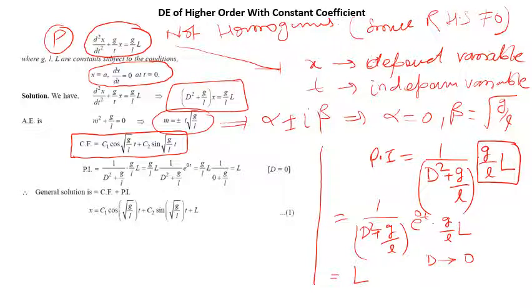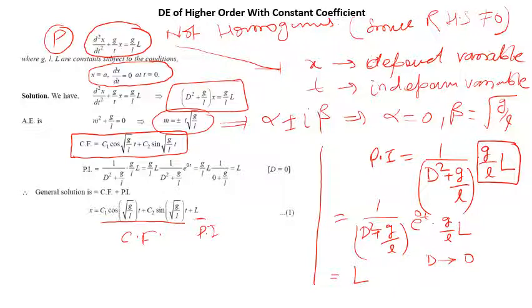Now the solution is CF plus PI. This is CF and PI is capital L. PI means particular integral. Particular integral does not contain any arbitrary constant. CF is the general solution of the homogeneous part. Right? This is the solution of the differential equation.